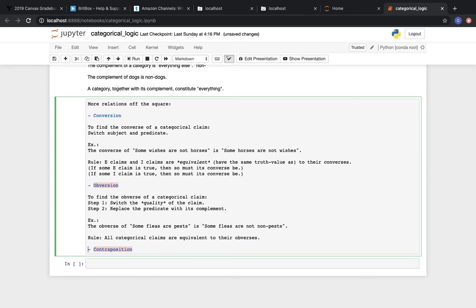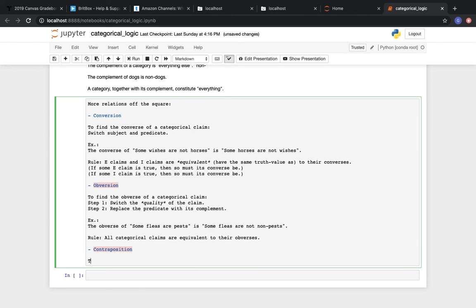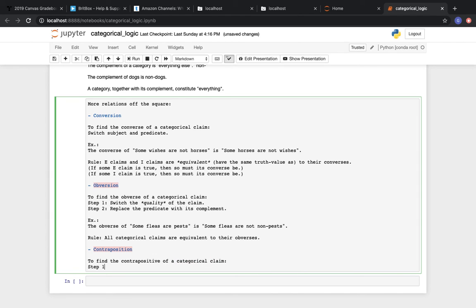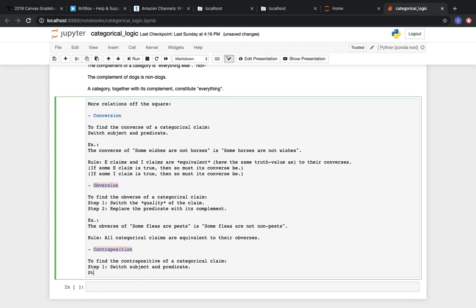And finally, we have this rule called contraposition. So to find the contrapositive of a categorical claim, again, 2 steps. First step is switch subject and predicate, just like we were constructing the converse. But then step 2 is replace both categories with their complements.